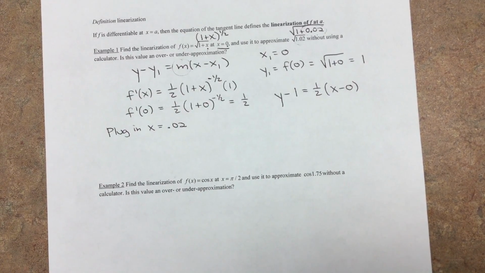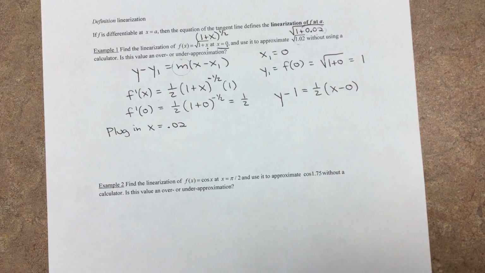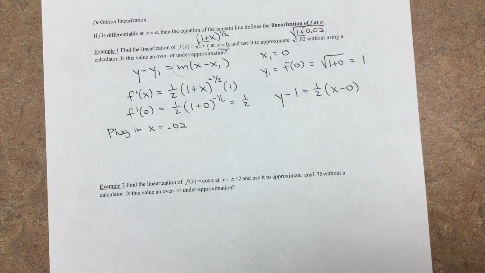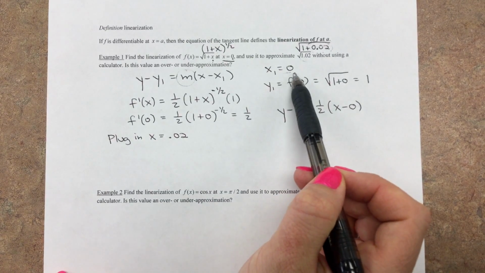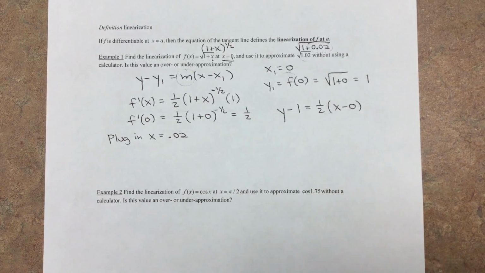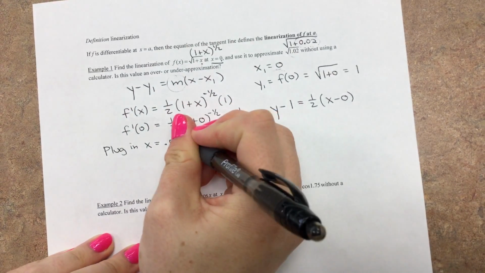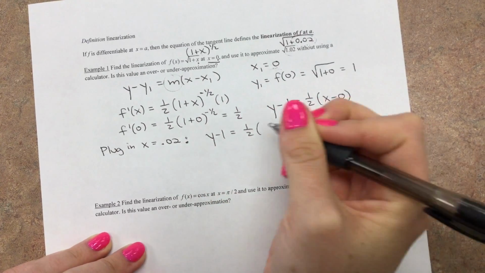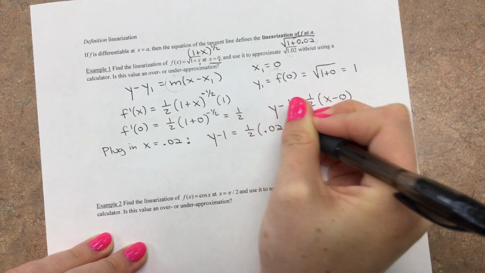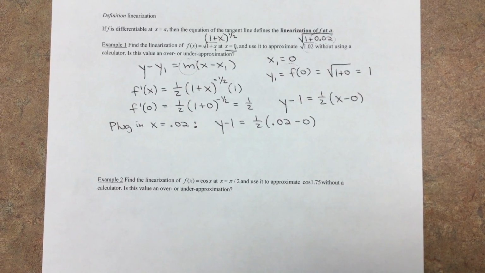At the very beginning of the video, we talked about how if you're really, really close to that point of tangency, the tangent line will have almost the exact same value as the actual curve, right? So the tangency point was 0. If we're trying to plug in 0.02, that is very close. That's 2/100ths of a point away. So it should be pretty accurate. So we're going to plug the 0.02 into our tangent line. So we'll have y minus 1 equals 1/2, and we're just going to literally replace this x with 0.02 and then minus 0. We'll clean that up and see what it simplifies down to.